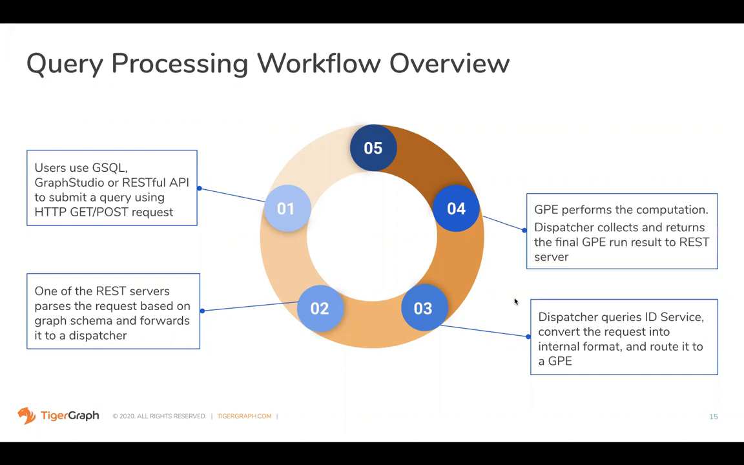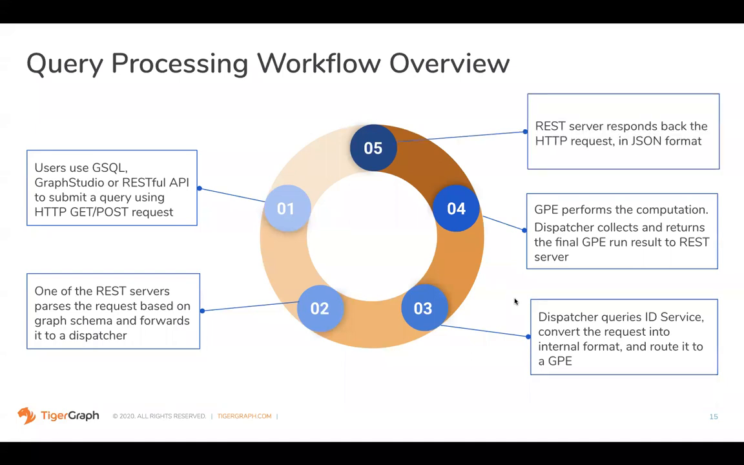And from that point onwards, the GPE performs the computation based on the user logic of what the query is, and then returns the run result back to the dispatcher. And this is again sent back to the REST server. From the REST server, obviously the result is sent back as an HTTP response in JSON format back to the user. Fairly high level overview of what the workflow would look like.